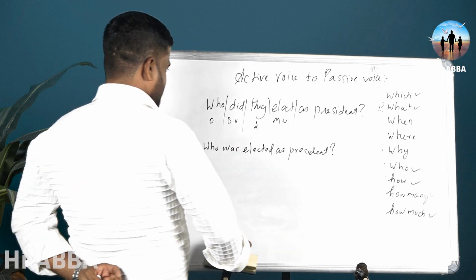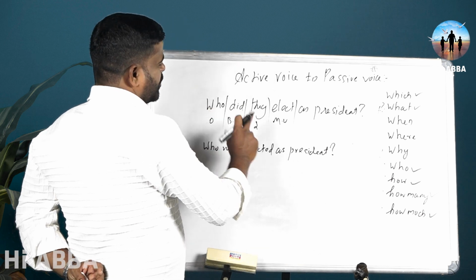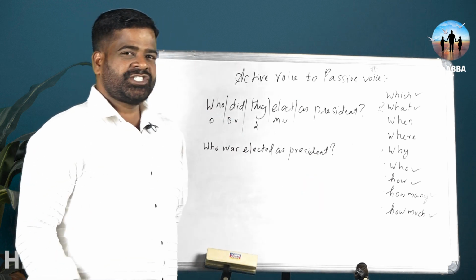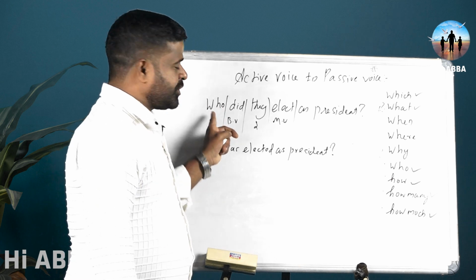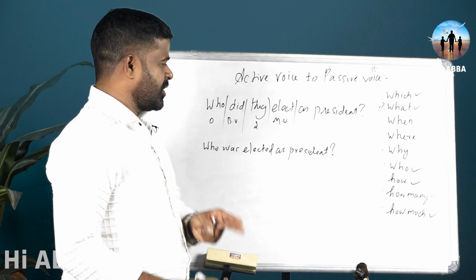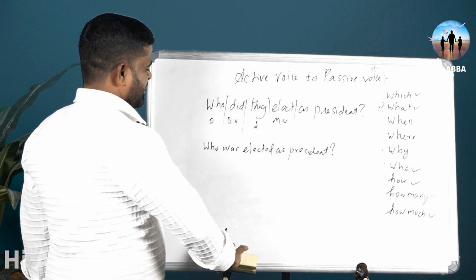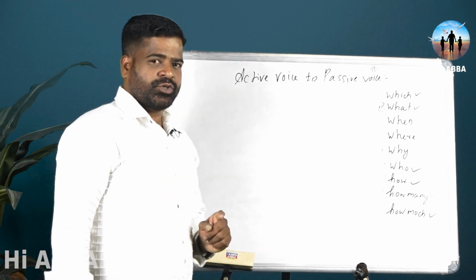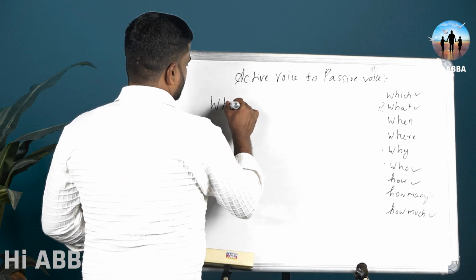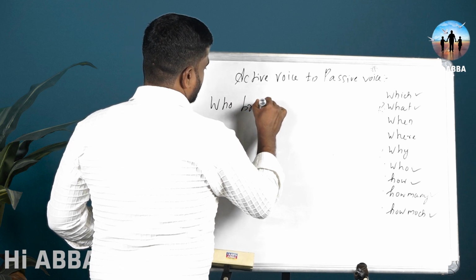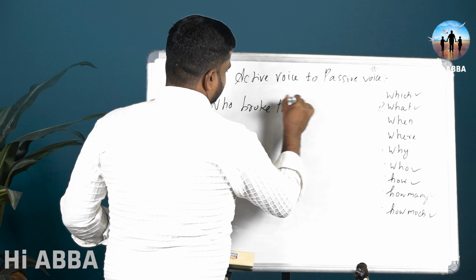Now again this who will be considered in some other senses also. We are going to see this WH question form who in some other sense also. I am going to give you a typical example now. Please pay attention. Now my dear students, consider this sentence: Who broke the chair?